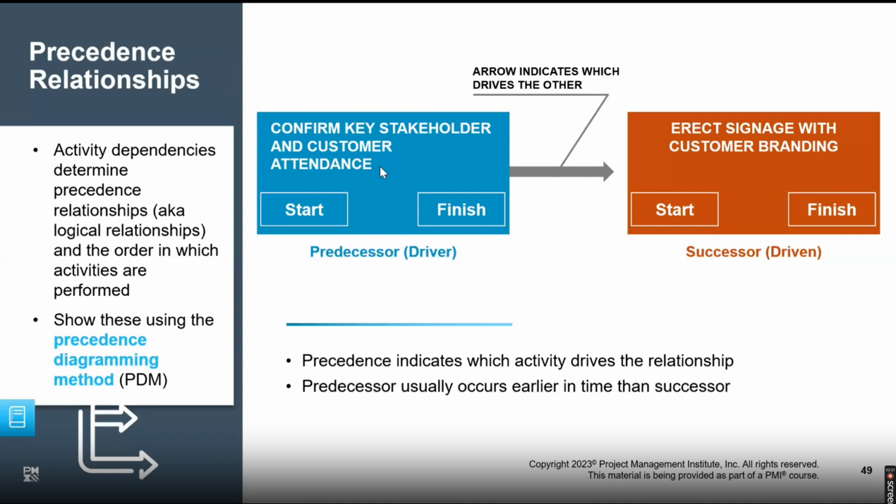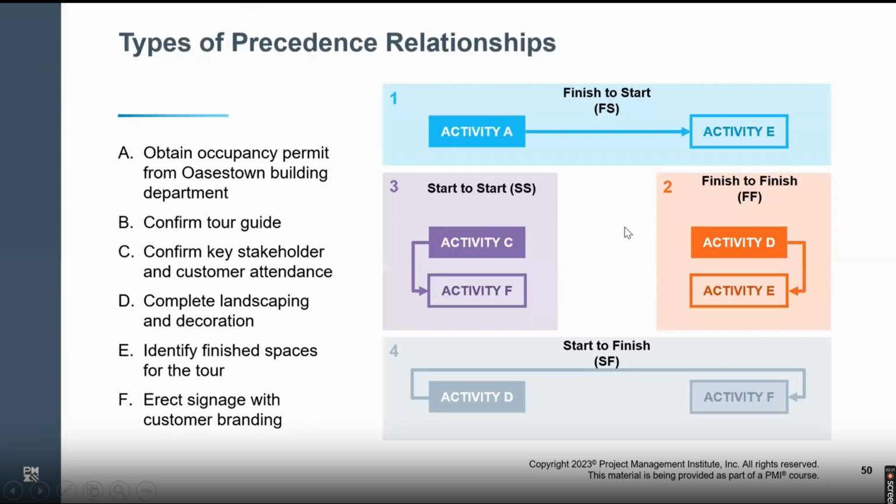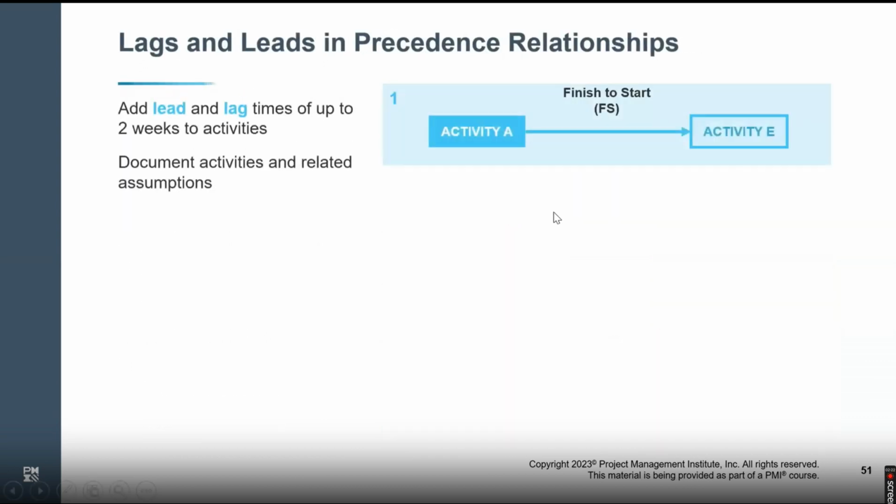Now, quick one here. We talk about predecessor, not about who comes first or later. The one who's driving the relationship is the predecessor. The one who gets driven is a successor. That we have to keep in mind. Then we talk about the lag and lead relationships. We just talked about the 4 types of relationship: finish to start, start to start, finish to finish, and start to finish, the weird one. And then we talk about lags and leads right now.